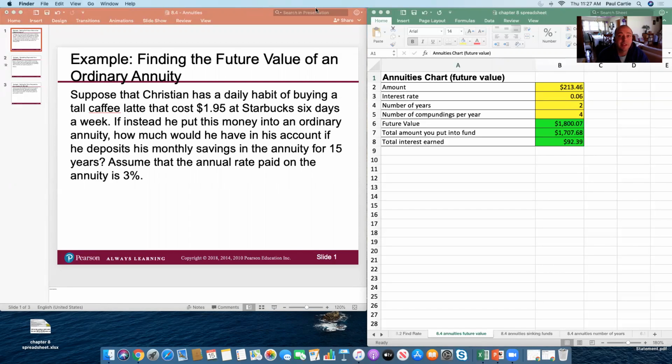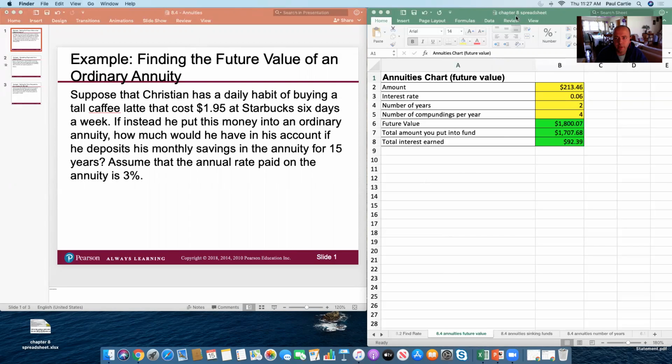Hi everyone, this is the companion video for section 8.4 on annuities. Okay, so I have my screen on here. We're finding the future value of an ordinary annuity using this spreadsheet.